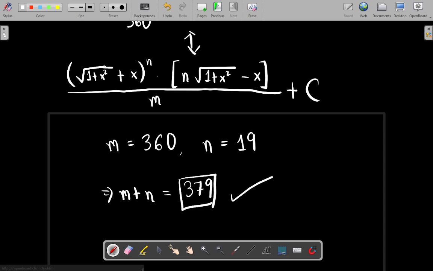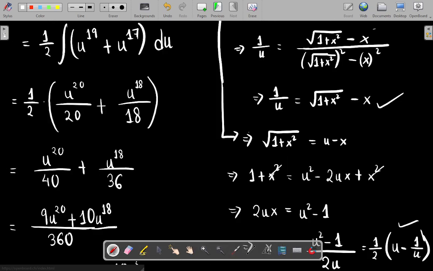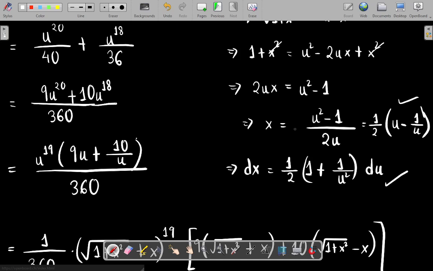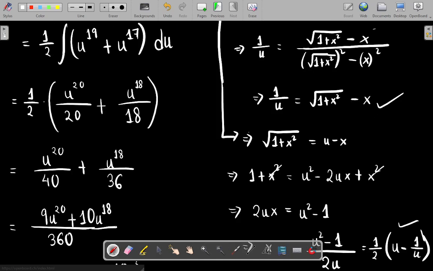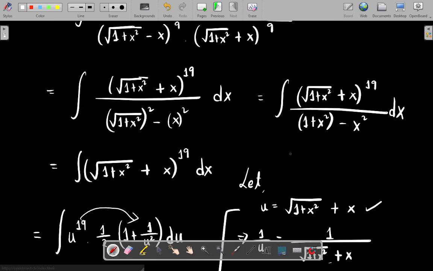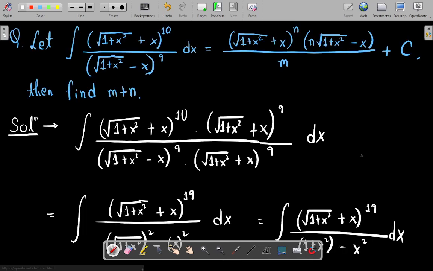So I know this was a bit lengthy integral. This required a few steps here. You can carefully check these steps. Okay, if you believe there is any mistake in any of my steps, you can highlight in the comments.